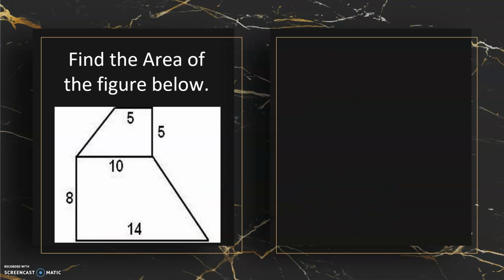For our last example, let's find the area of this figure. So we have here a trapezoid and another trapezoid. In a trapezoid, for us to find its area, we have to add the bases, divide by 2, then multiply by the height. So let's start with the smaller trapezoid. Since there is no unit given, we will only use units.